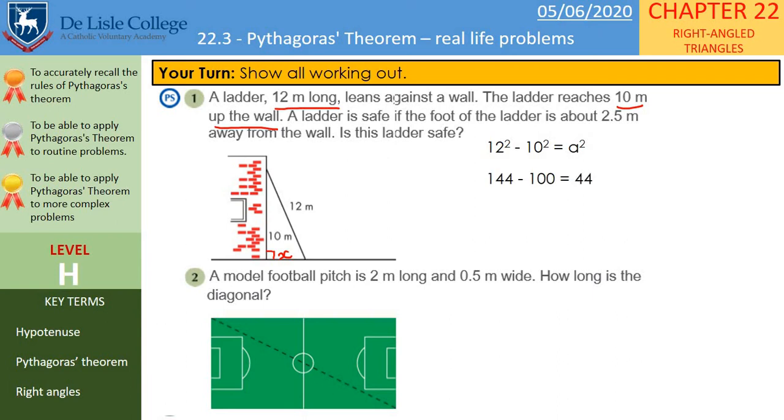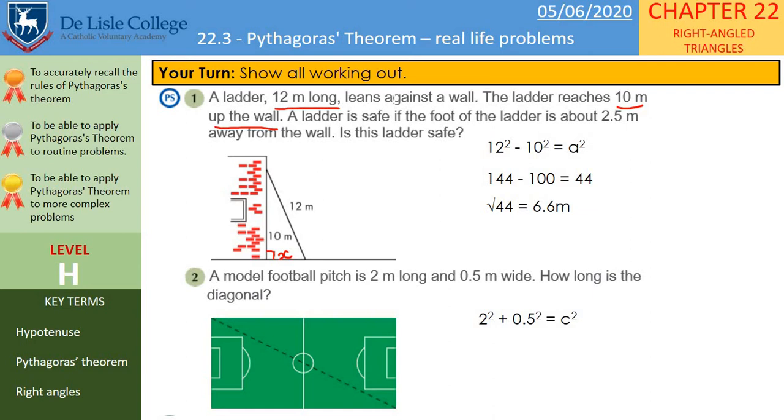So 12 squared is 144, subtract 100, which is 10 squared, which leaves us with 44, and the square root of 44 is 6.6, but we then know that actually that ladder isn't safe, okay, because it's not around 2.5 metres away from the wall, so it isn't safe.